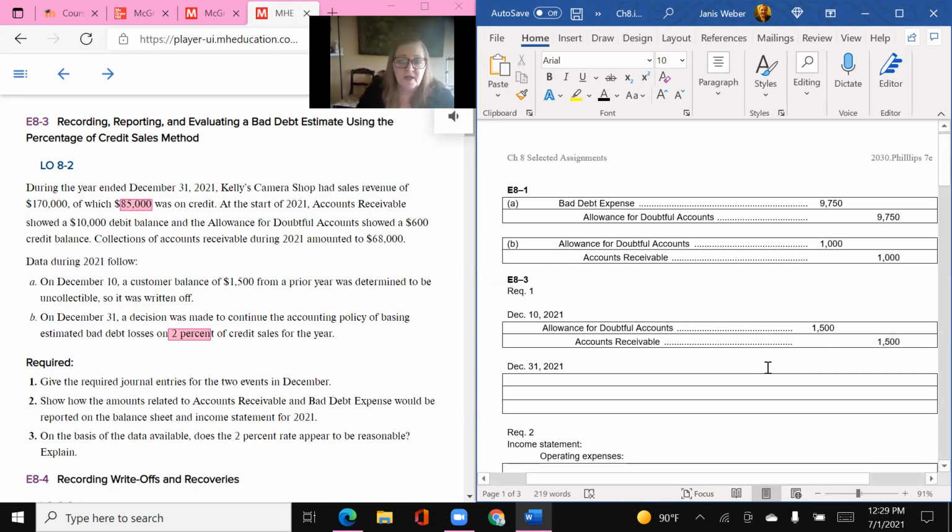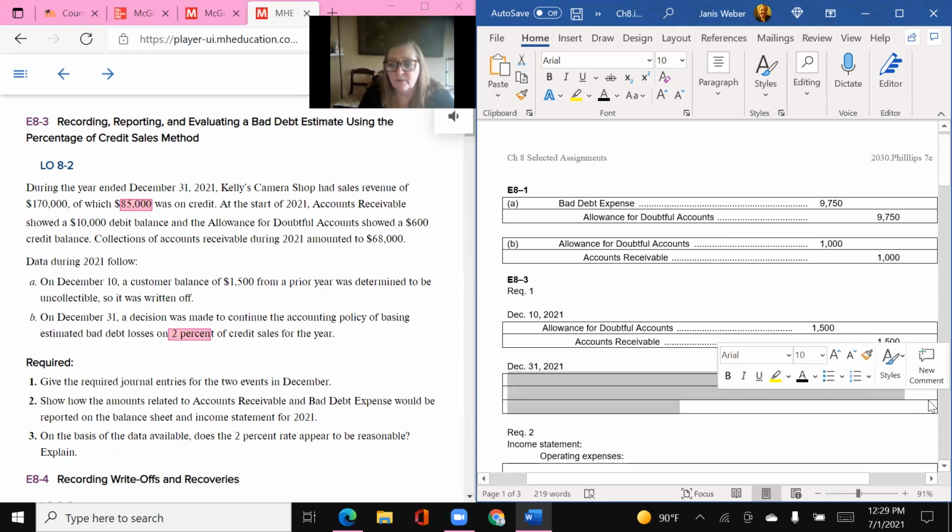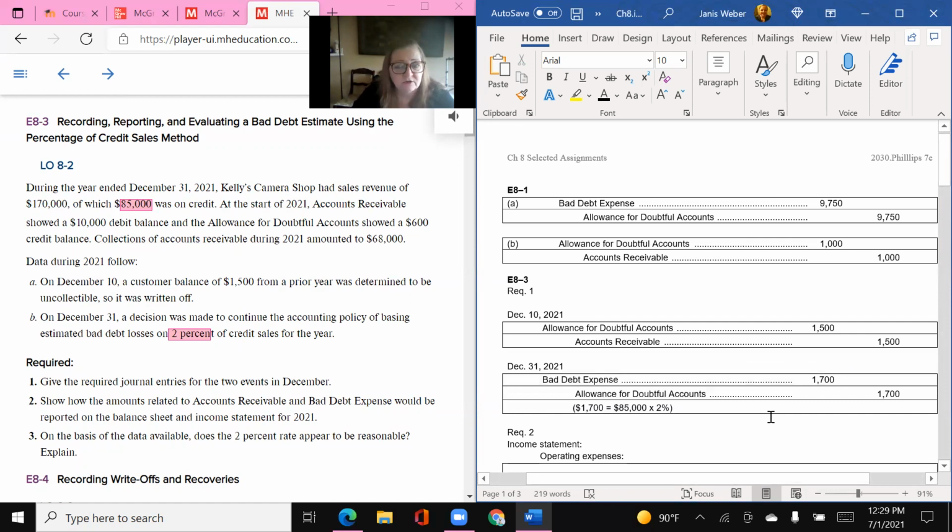And then on the 31st, we're going to write off the bad debt by estimating the bad debt expense. And in this case, since we're using the income statement approach, we're not going to worry about what's already in the ADA account. We're just going to take the credit sales and multiply them by 2%. So the bad debt expense takes a debit, the allowance takes a credit, and both of them for the tune of $85,000 times 2%, $1,700. Okay. So that was the first thing we had to do.